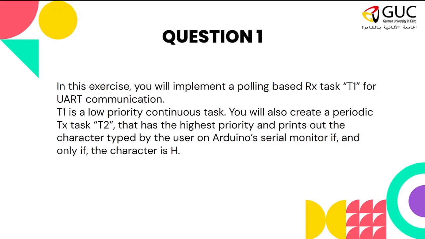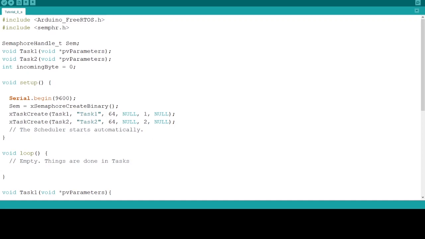So here, T2 sends whatever the user sends to T1, which is the letter H, whenever the user types it on the serial monitor, if and only if. If we type another character, it won't print anything. We just want to send from task 2 to task 1 the letter H, if and only if the user enters it. Coming to our code now, this is the code for this question.